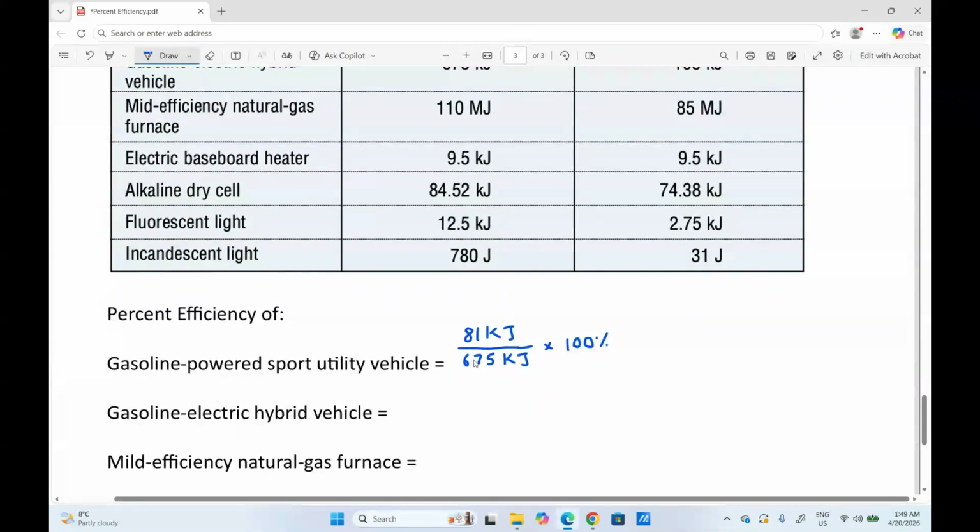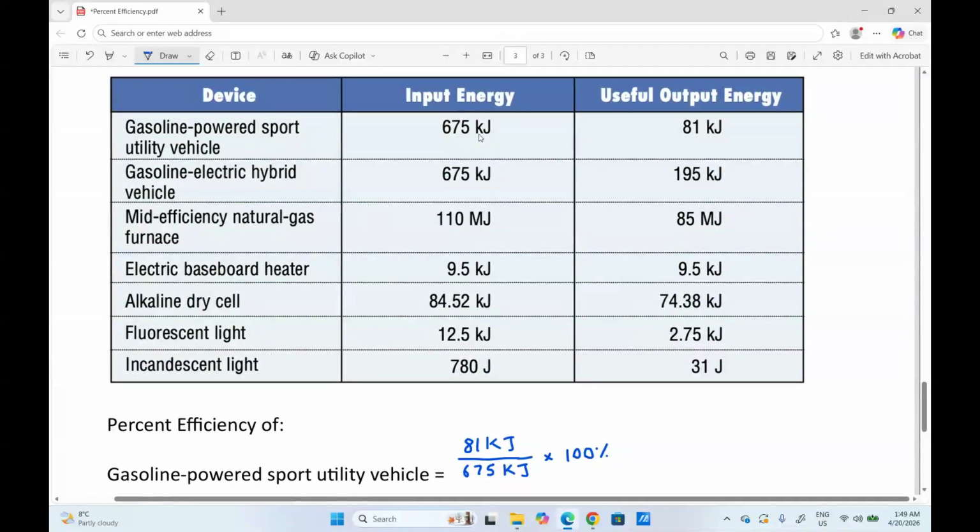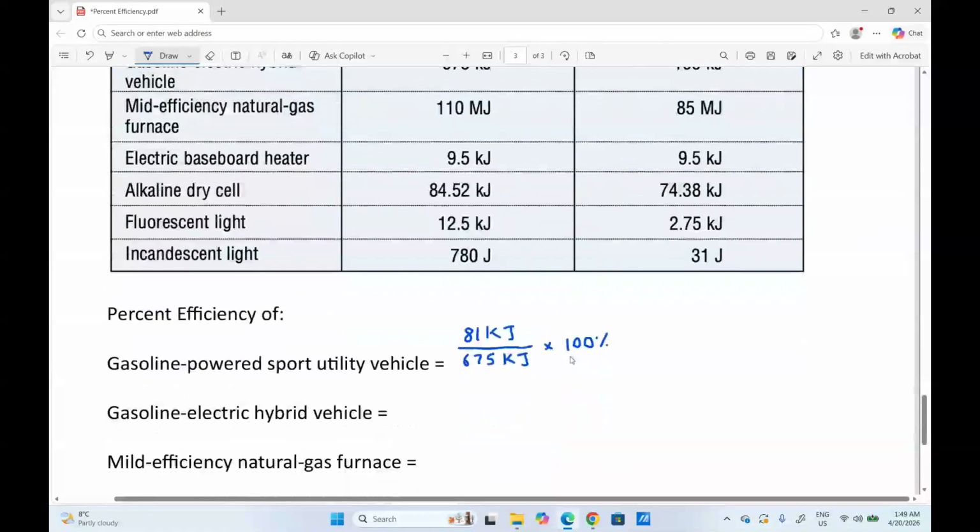In this case, I only have one really important thing to say. Notice how I have kilojoules divided by kilojoules. That makes it so that my units cancel. If you have something like 675 kilojoules, but let's say 81000 joules, you actually can't divide them because you don't have the same units. You have to have the same units in order to calculate percent efficiency because the units have to cancel when you divide them. So just make sure you're aware of that. In this case, every one of these devices, I'm dividing by the same units, so I don't have to worry as much. Now let's divide, now that I have the same units.